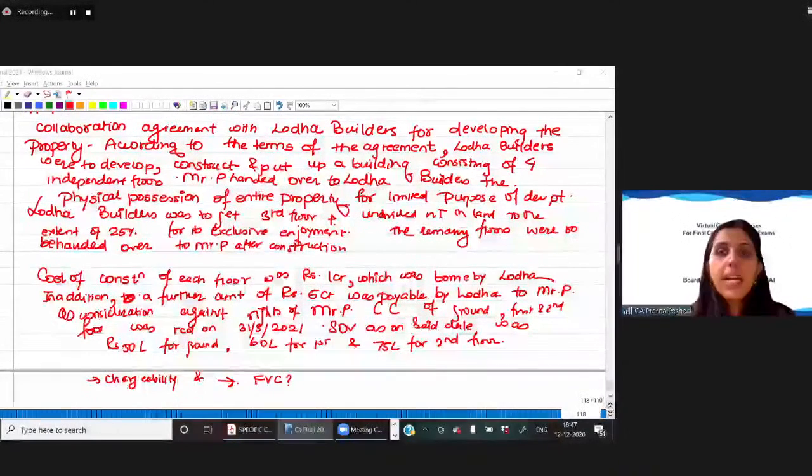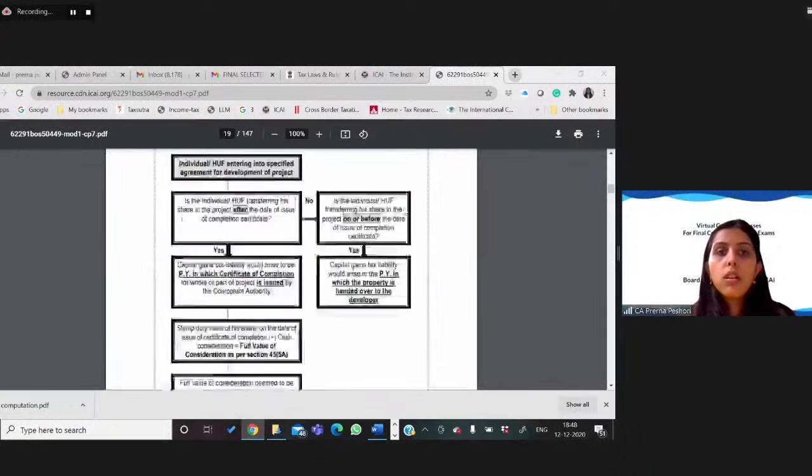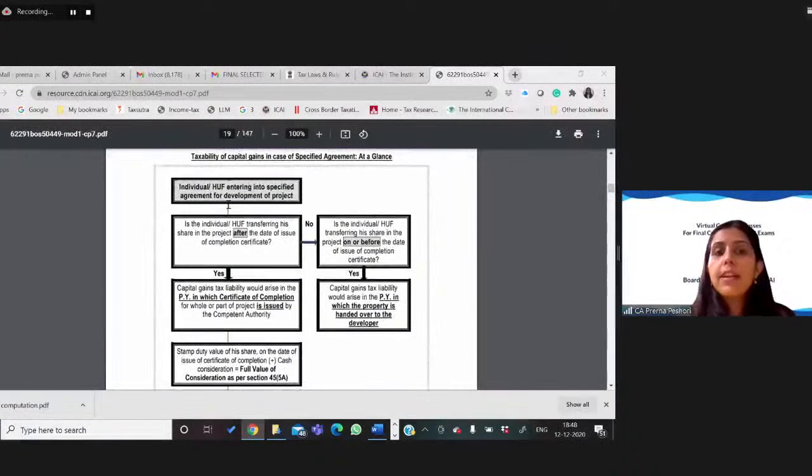Let me quickly summarize it. So, here is a chart for that. Individual or HUF entering into a specified agreement for the development of a project. Is the individual or HUF transferring his share in the project after the date of completion certificate? If the answer is yes, capital gain tax liability would arise in the previous year in which the certificate of completion is issued by the competent authority.